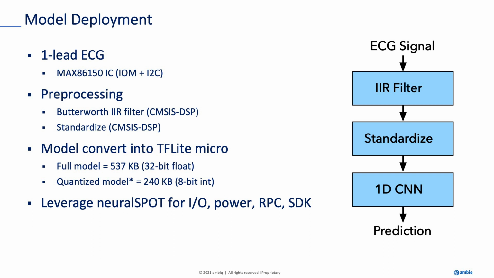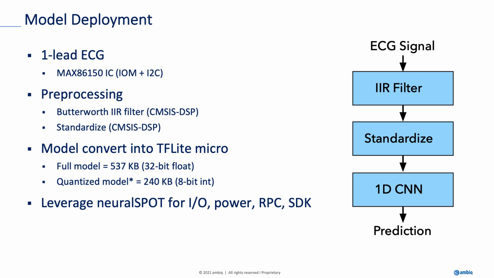And that basically contains both PPG as well as ECG, which is interesting. So that's good for future studies. And then for pre-processing, I implemented both a Butterworth filter as well as standardization. And I'm using the CMSIS-DSP library to basically optimize those for performance.